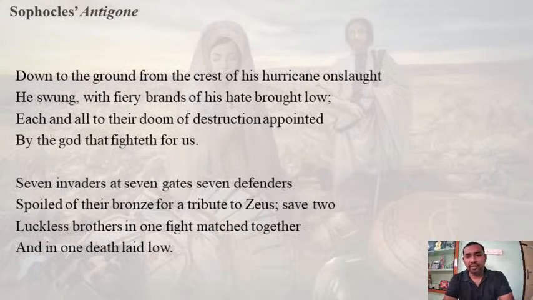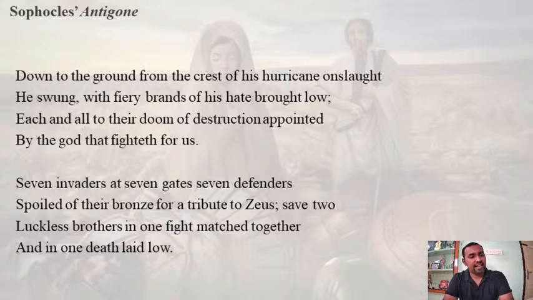Down to the ground from the crest of his hurricane onslaught. He swung with the fiery brands of his hate brought low, each and all to their doom of destruction appointed by the God that fighteth for us. So God says that, chorus says that gods were fighting on our behalf. They were fighting from our side against Eteocles and Argive army. Sorry, against Polynices and Argive army.